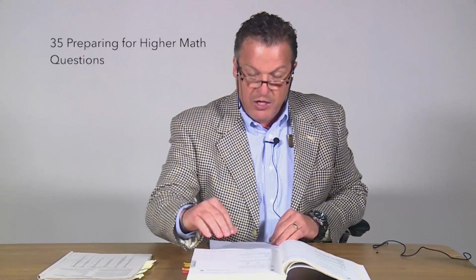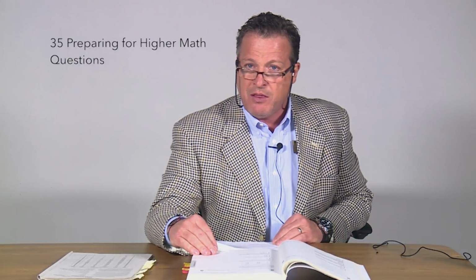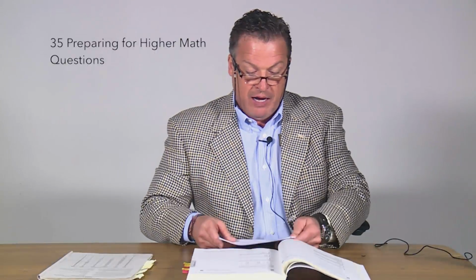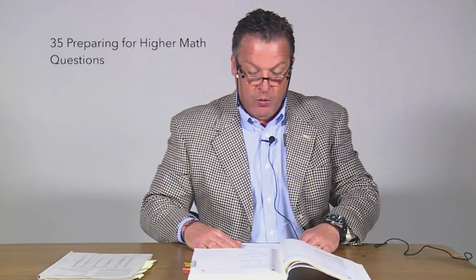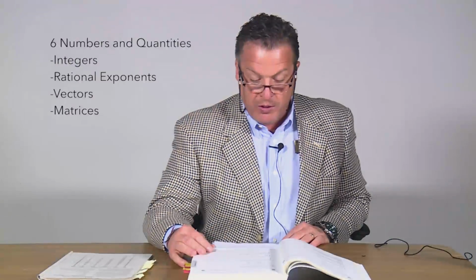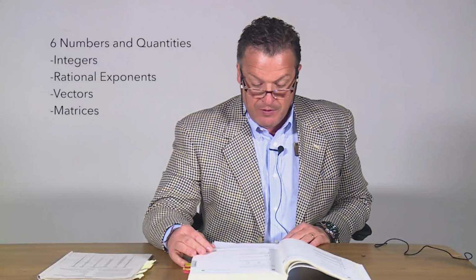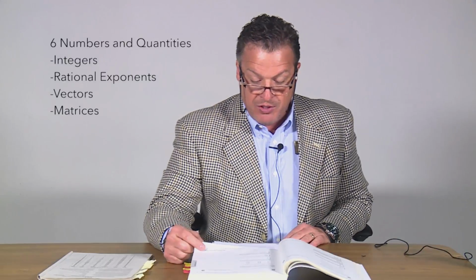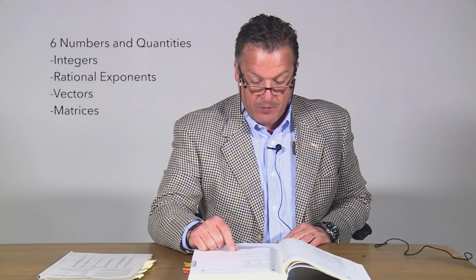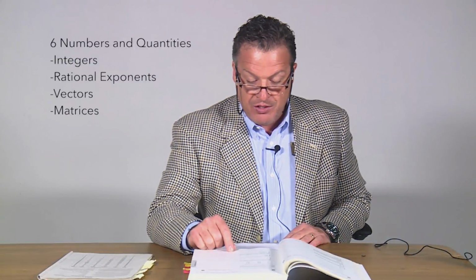And we're going to start off with the first style of question that you're going to see, preparing for higher math questions. There's about 35 of these questions on the test. There are subcategories that you need to pay attention to when you're preparing for higher math. Again, about 6 of these questions will be numbers and quantities questions. That is to say both real and complex number systems, that is to say integers, rational exponents, vectors, and matrices. About 6 of these questions will come from the numbers and quantity systems.